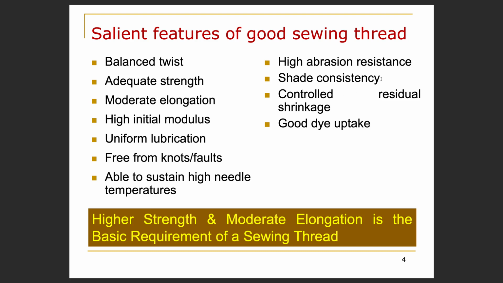Shade consistency is important. It should not fade, or its color should not get discharged when it is washed, when the garment is dried in sunlight, or when the garment using this sewing thread is washed. It should have controlled residual shrinkage, and good dye uptake. Dye uptake is very important because the sewing thread may be dyed in different colors to match the requirements of the fabric and the garment on which it is to be used.